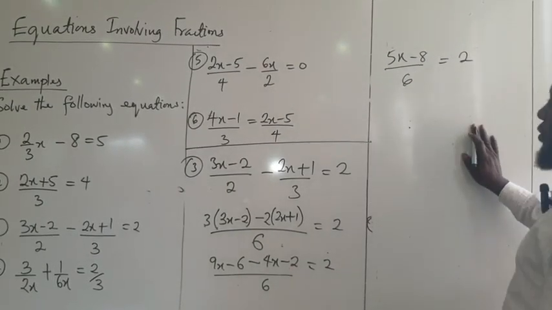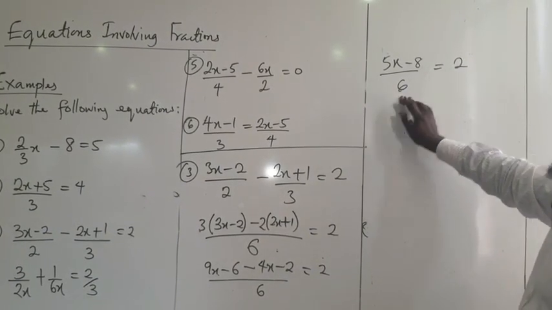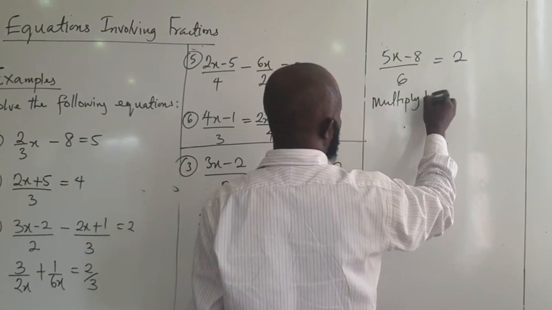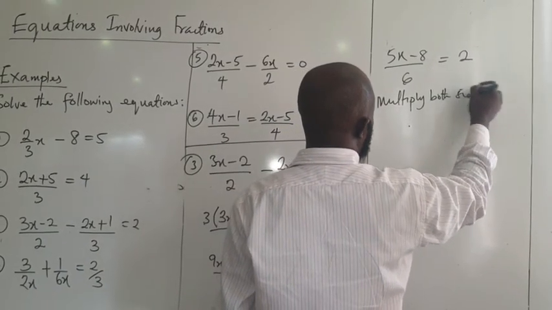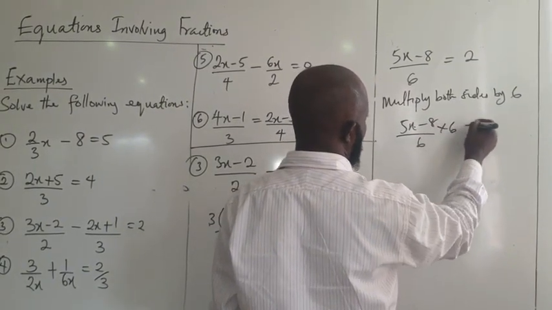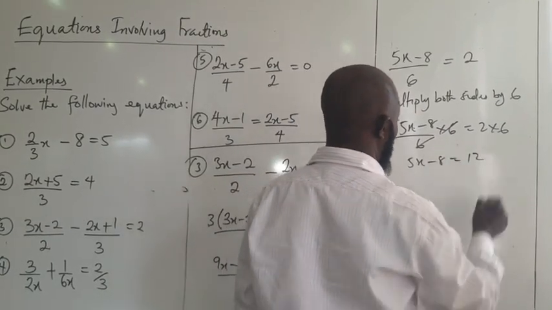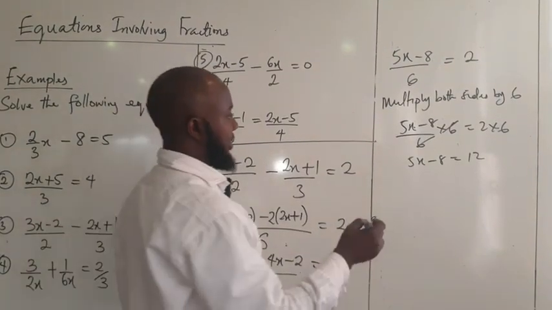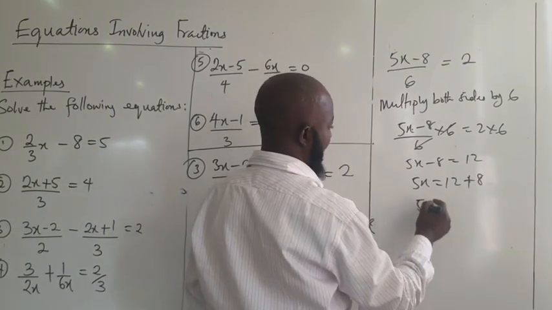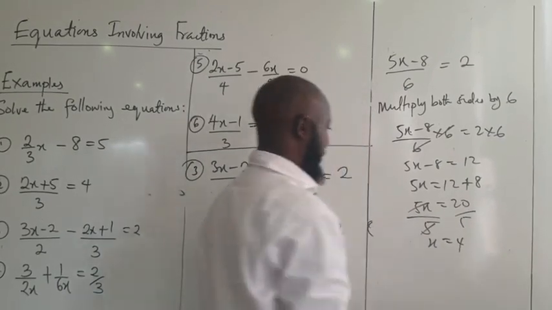So the same thing, we can multiply both sides by 6 so that we cancel out this. When we multiply both sides by 6, you have 5x minus 8 divided by 6 multiplied by 6, then 2 multiplied by 6. This cancels this. We have 5x minus 8 equals 12. I hope this is very clear. So from here we can say 5x equals 12 plus 8. That is 5x equals 20. Divide both sides by 5. Therefore, x equals 4. So that is the first method.